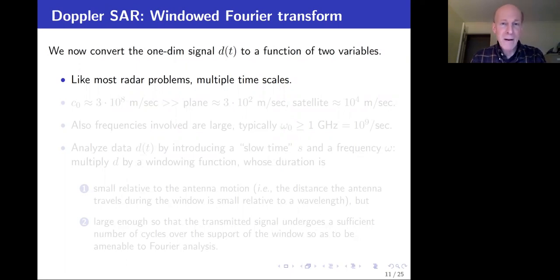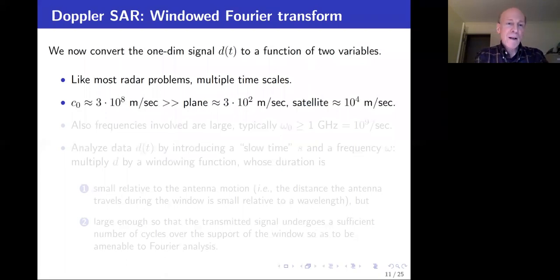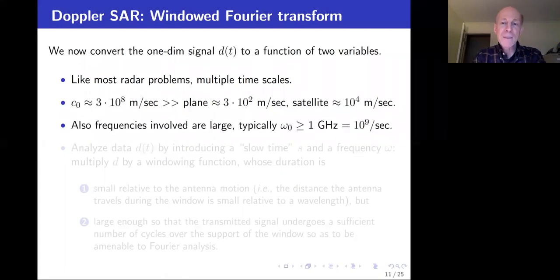So as in many radar problems, there are multiple time scales because of the different speeds of various things and various distance scales. So for example, with the speed of light being roughly 3 × 10^8 meters per second, as I said before, that's much, much bigger than the speed of the plane or even of a satellite. It's also true that the frequencies involved are very large. So typically you'd be doing this in a gigahertz or multi-gigahertz band. So omega 0 is at least 10 to the 9th. And so we sort of put these things together in the following way.